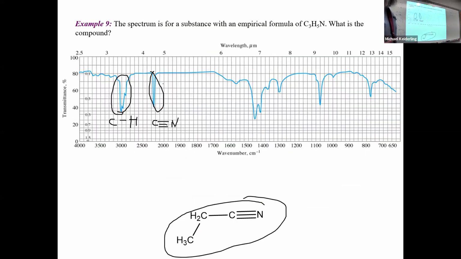So here's an example of a spectrum for a substance with the empirical formula C3H5N. We want to figure out what the compound is. Well, we have a CH peak around 3000, so we definitely have CH in it. And that peak corresponds to the alkyne number, I believe.